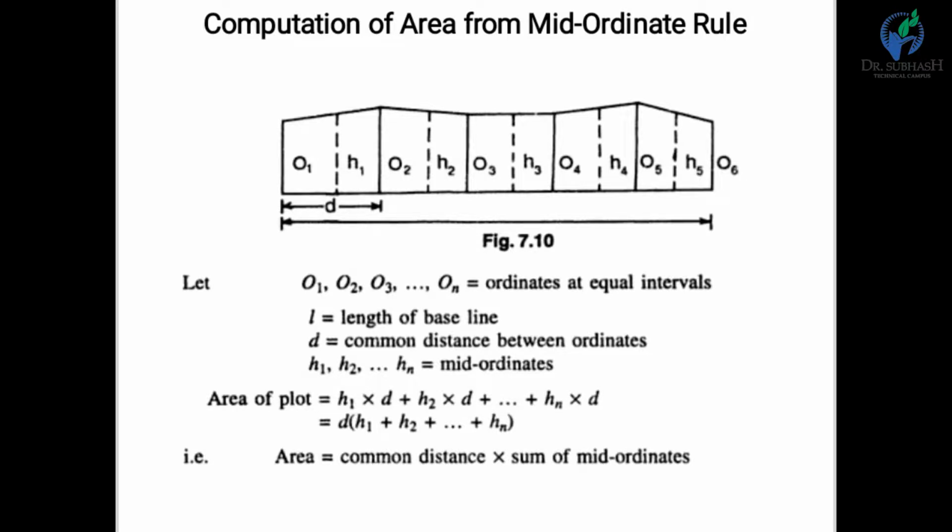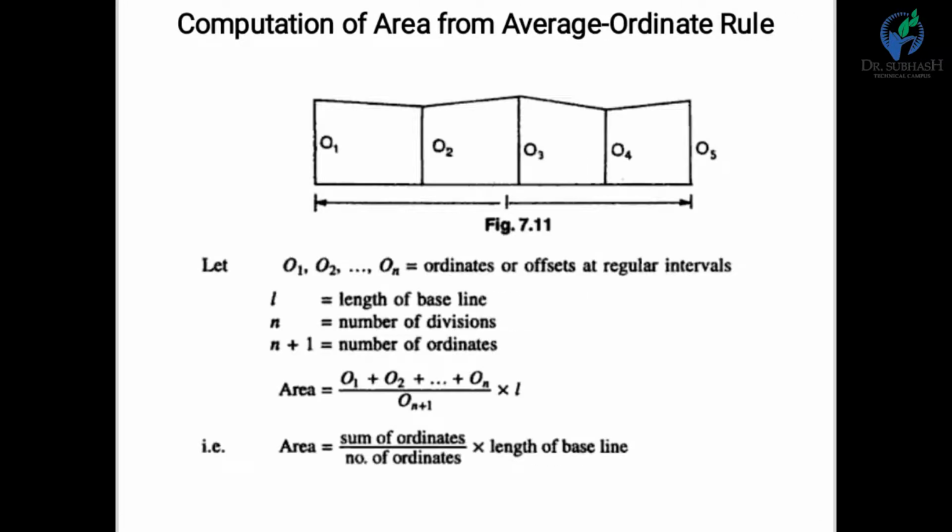In that rule, we have some ordinates, and the formula given is that area is equal to common distance into the sum of mid ordinates. If we have ordinates O1 and O2, then we have to find out the mid ordinates H1 and H2. Common distance is D.